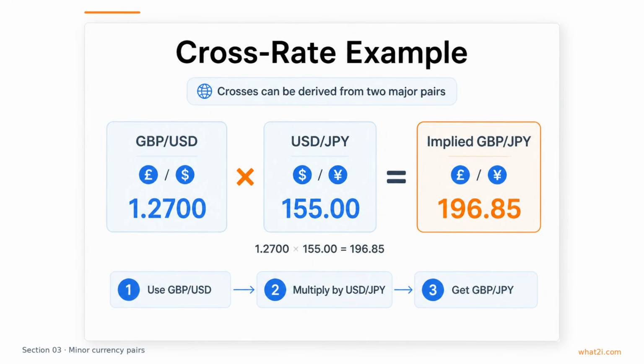Here is a quick cross rate example. If GBP/USD is 1.2700 and USD/JPY is 155.00, the implied GBP/JPY rate is about 196.85. The calculation is simply 1.27 times 155.00. That gives you a sense of how the pound versus yen relationship can be built from two dollar-based quotes. In live markets, quoted prices may differ slightly because of spreads and real-time pricing, but the core idea still holds. This is one reason related major pairs can strongly influence a minor pair.